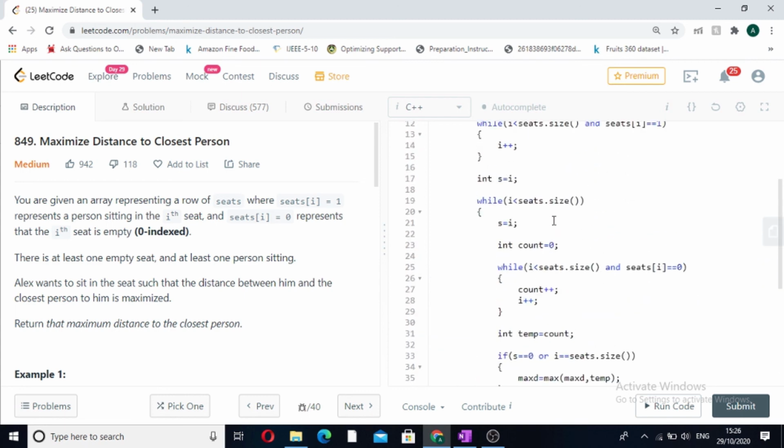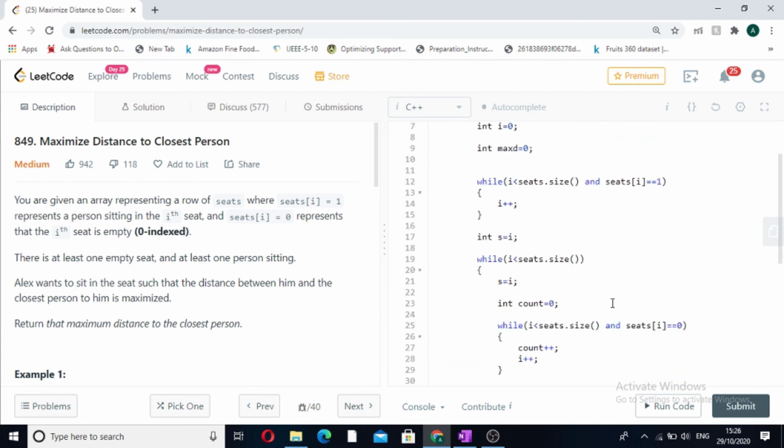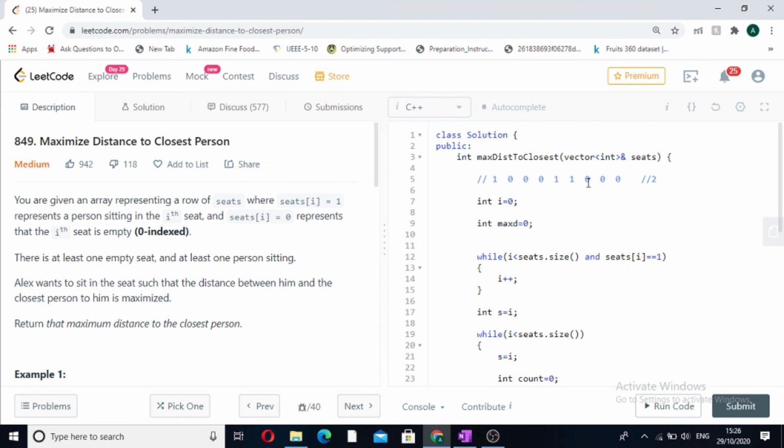Now again, when that while loop ends, our i will be pointing to this 0. So initially our starting point was this. Now our starting point will be updated, that is s is equal to i. So now it will be a new starting point of the continuous zeros. So again int count is equal to 0. Now again this loop will help us in finding the total amount of continuous zeros.